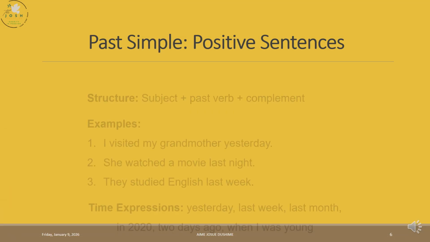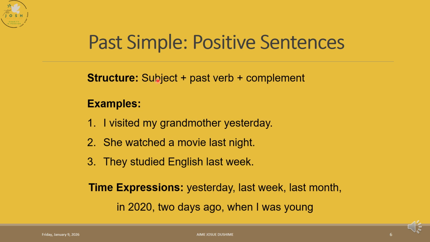Let's see the positive sentences. The structure is subject plus V2 plus a complement, or simply an object. Like, I visited my grandmother yesterday. She watched a movie last night. They visited England last week. The time expressions like yesterday, last week, last month, in 2020, 2 days ago, when I was young, these are the ones which help you to know that it is a past.